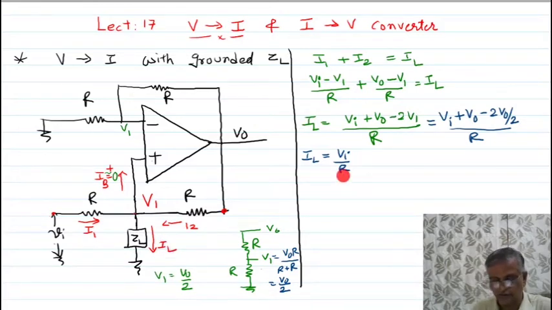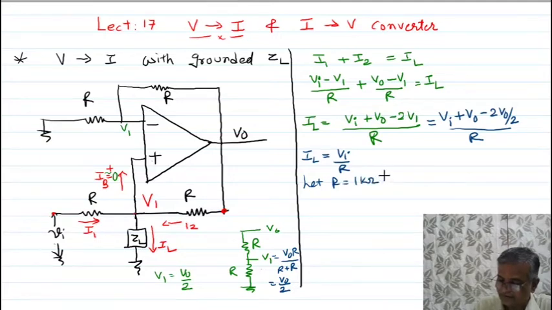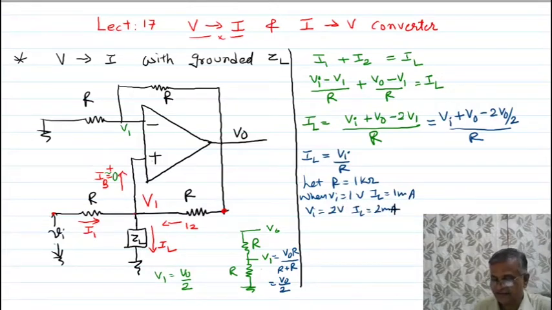Suppose R is 1 kilo ohm. For your understanding, let R be 1 kilo ohm. When VI is equal to 1 volt, IL is 1 milliampere. When VI is 2 volt, IL is 2 milliampere. It means IL is proportional to the input voltage.